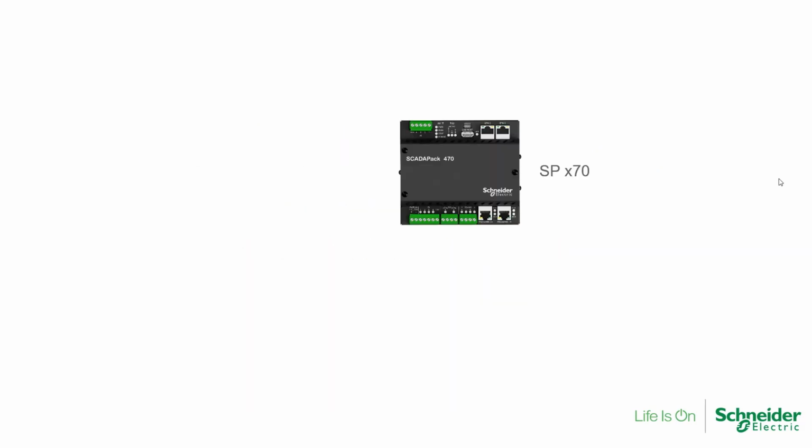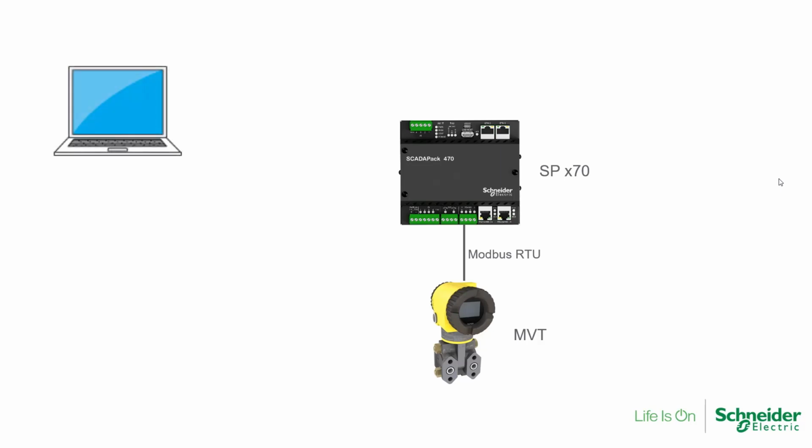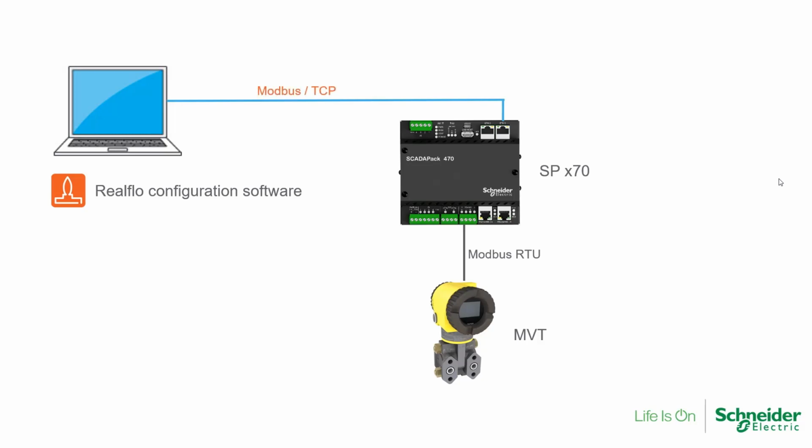The equipment I will use in this quick start guide starts with a SCADAPack x70. In this case, I'll use a SCADAPack 470. I'll have an MVT that I'll connect to over a serial link using RS-485. It uses Modbus RTU protocol. And with my PC, I can connect over Ethernet, and on it I'll run my Realflo configuration software using Modbus TCP. There's also RemoteConnect, and it uses DMP3 over TCP.